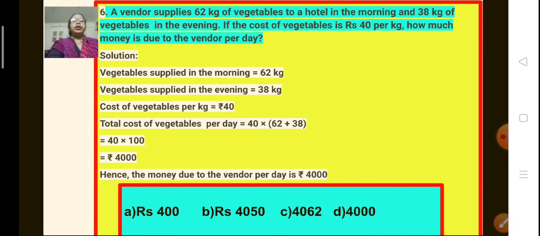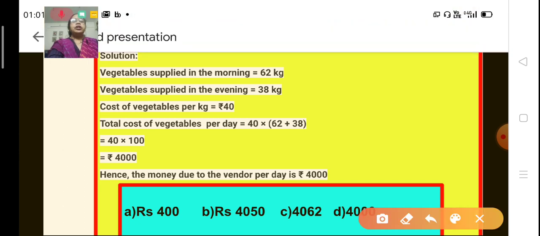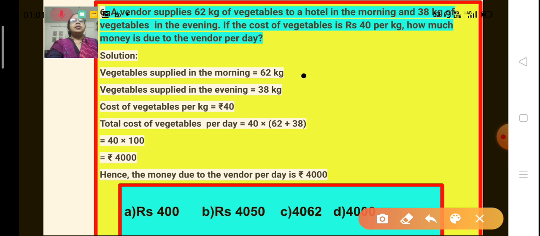Another word problem. A vendor supplies 62 kg of vegetables to a hotel in the morning and 38 kg of vegetables in the evening. If the cost of vegetables is rupees 40 per kg, how much money is due to the vendor per day? In the morning he supplies 62 kg, and in the evening 38 kg. The cost of vegetables is rupees 40 per kg. So how much does he have to be paid every day?